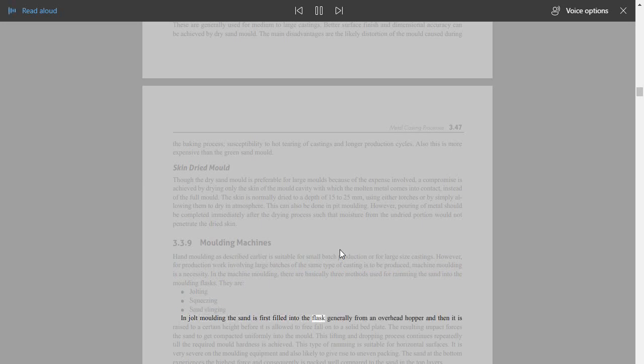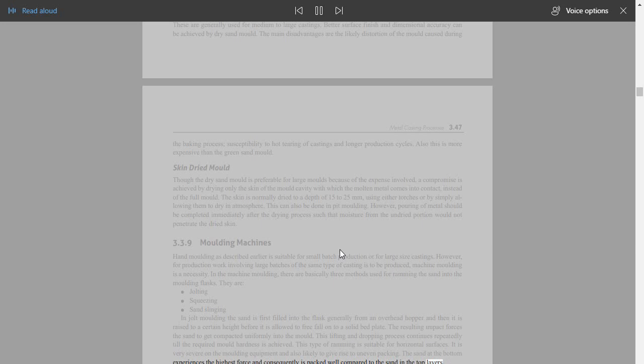In jolt molding, the sand is first filled into the flask, generally from an overhead hopper, and then it is raised to a certain height before it is allowed to free fall onto a solid bed plate. The resulting impact forces the sand to get compacted uniformly into the mold. This lifting and dropping process continues repeatedly till the required mold hardness is achieved. This type of ramming is suitable for horizontal surfaces. It is very severe on the molding equipment, and also likely to give rise to uneven packing.